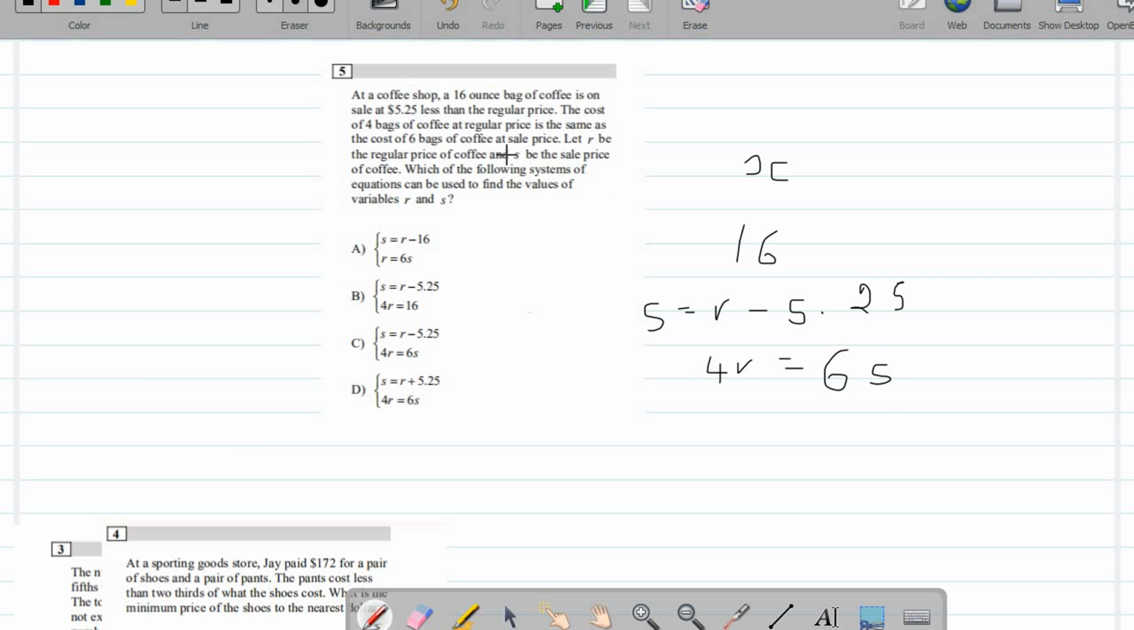Let R be the regular price of coffee and S be the sale price of coffee. Which of the following equations can be used to find the values of variables R and S? They're not asking us to solve the question, they're just asking us to find which of them is correct. So we have S equal to R minus 5.25 and 4R equal to 6S. So we have C as the answer there.